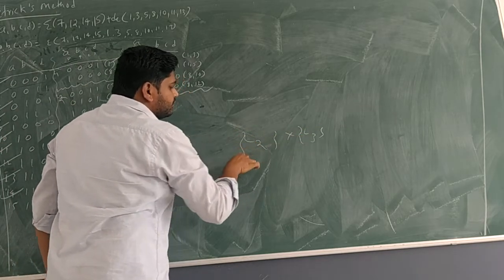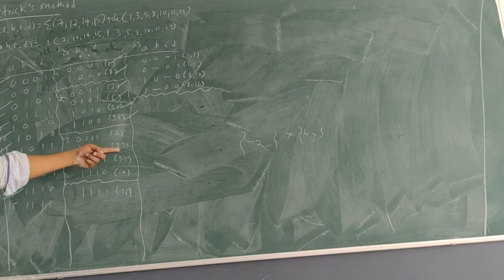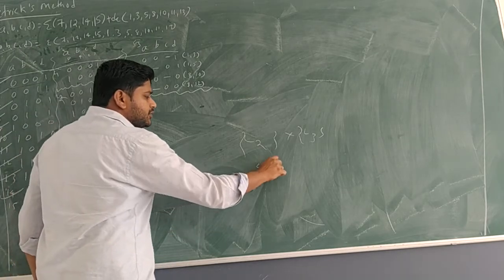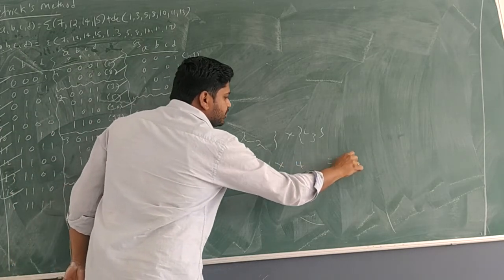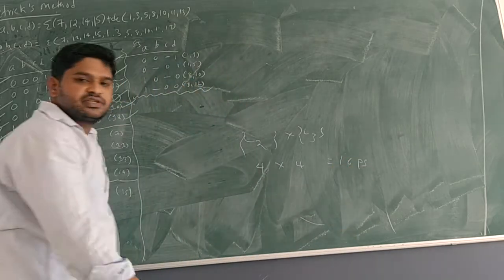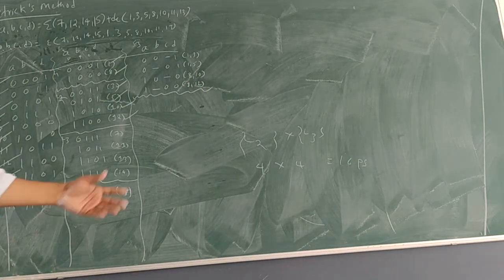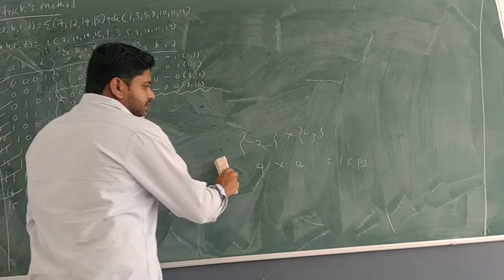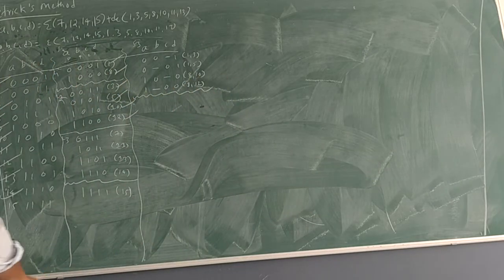So be very careful with it, because we have 4 symbols here, 4 symbols here. That means almost 16 possibilities. Not sure all 16 will get entered here, but be very careful with this.